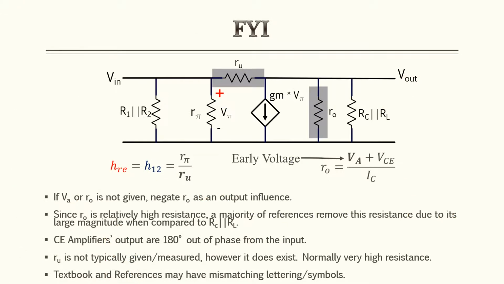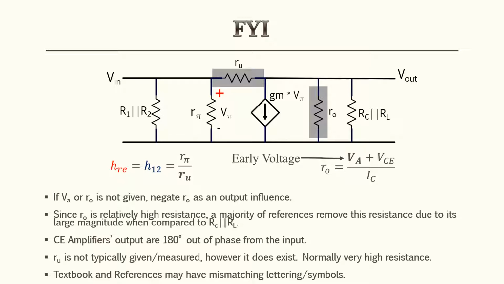Out of all the slides, this one might be the most important. We're going to go over a few items here that most textbooks either don't go over, overlook, or just kind of consider something as common knowledge. All right, first thing, if early voltage or r_o is not given, just act as if r_o is not even there at all. That's that output impedance or output resistance.